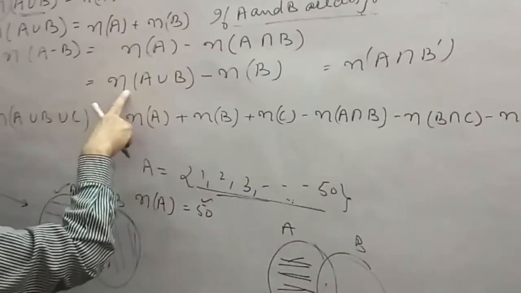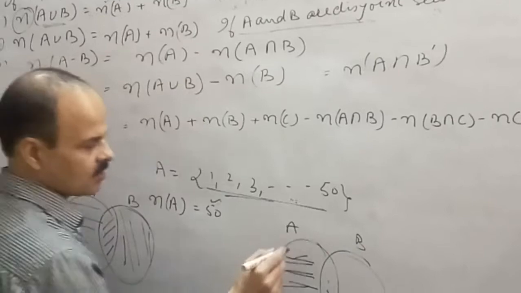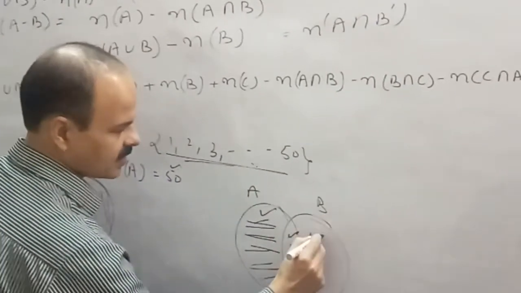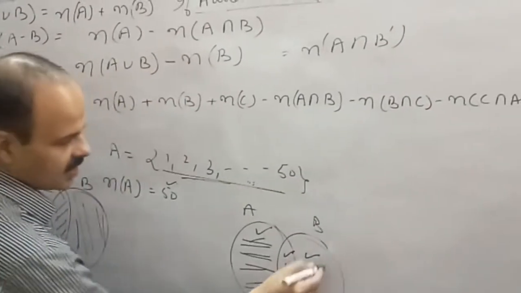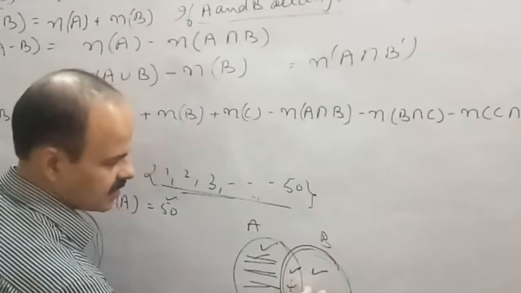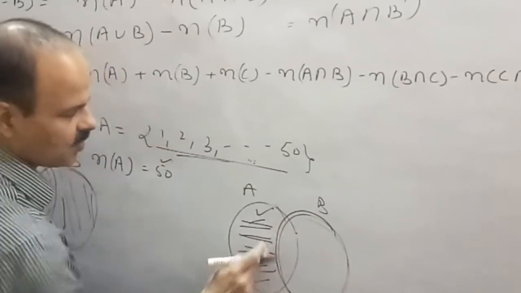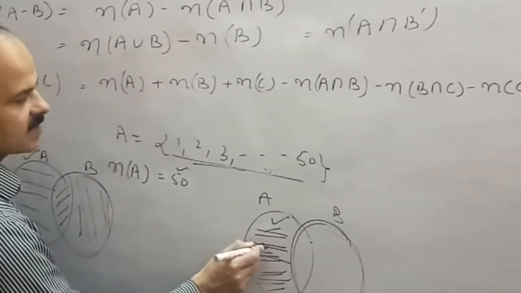Or one more formula is there, n(A union B) minus n(B). A union B means one part, second part, third part. All three parts will be counted and then minus n(B). This n(B) you have to subtract. So this n(B) will be removed from here. So you will be left with n(A minus B).